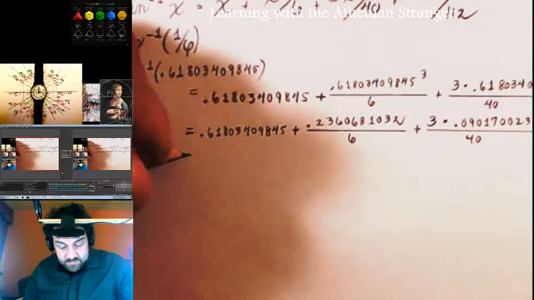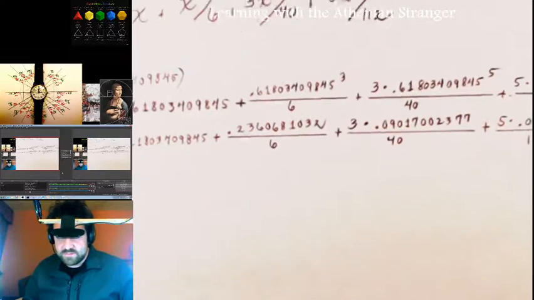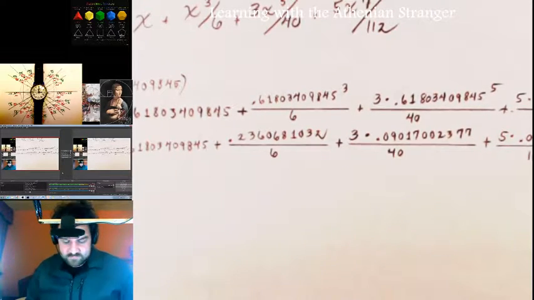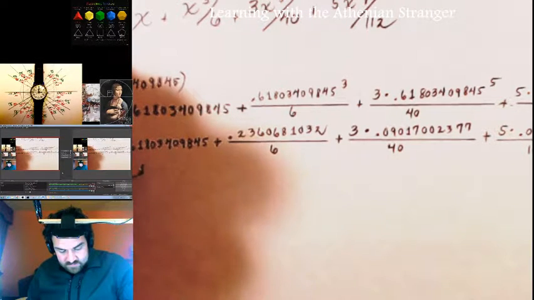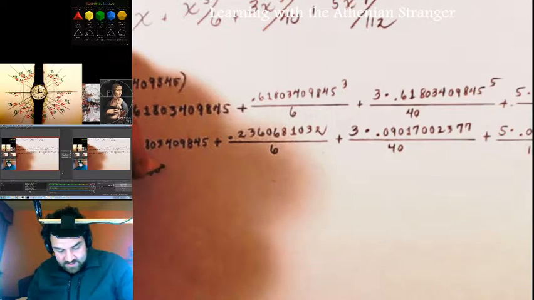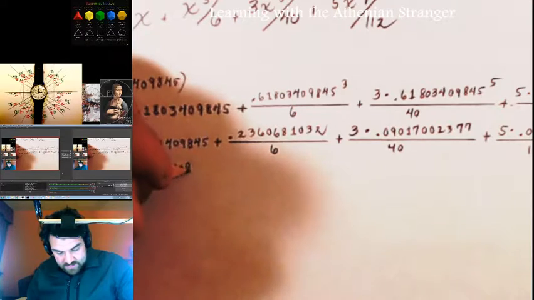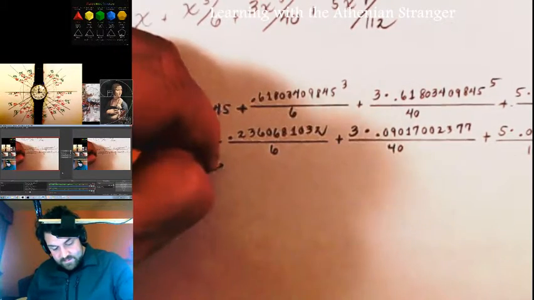Now, let's actually complete the next step. I know you're wanting to pull your hair out. Ladies and gentlemen, calm down. We're going to write this again. We're only going to do one step per line. Too bad if you're bored. So we're just going to write out 0.618034098845 plus.